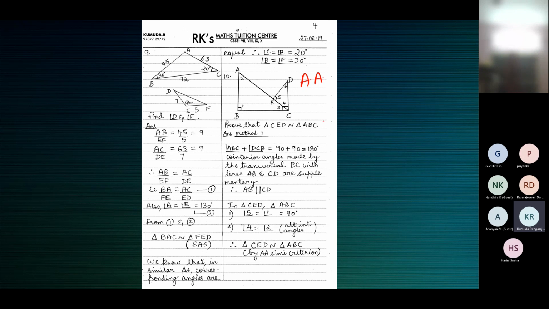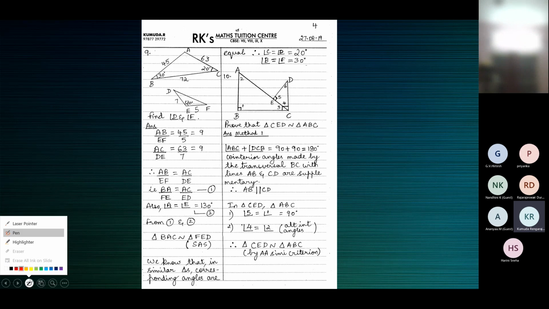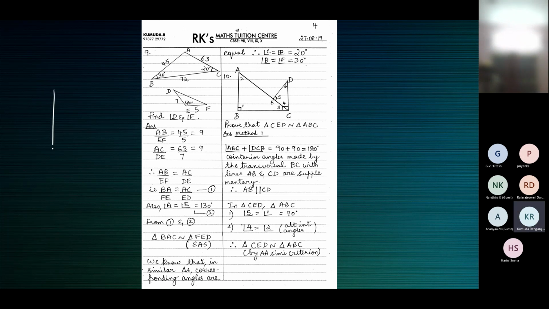Because nothing is known about the sides. You do not know the lengths of the sides of the triangles. So SAS is ruled out. You have to use AA. So you're looking for one more pair of equal angles. Option 1, I told you, is two lines. These are the two lines, AB and DC. AB and DC are the two lines perpendicular to the same line BC.